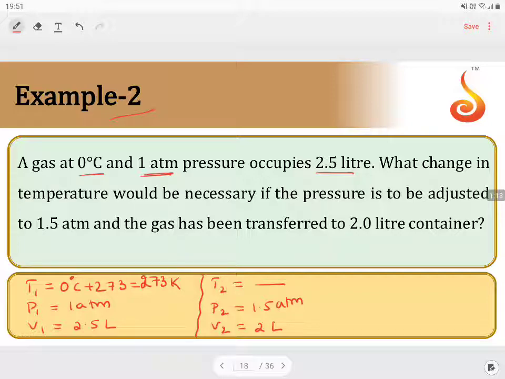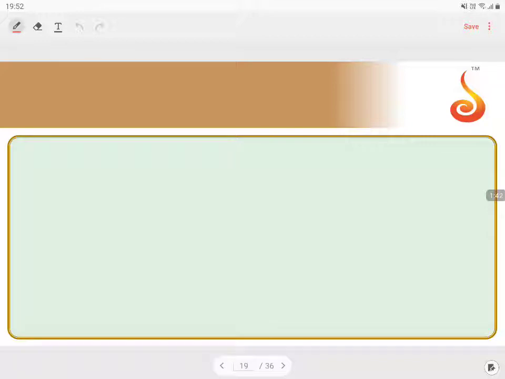And what is the new temperature that will be developed if you have changed the pressure and volume at which the gas is taken? The simple point is you have not changed the composition of the gas, you have changed the conditions of the gas. You have taken the same gas and moved it from one container into another container. This will always have the same number of moles. So the number of moles in container 1 will be equal to the number of moles in the second container.